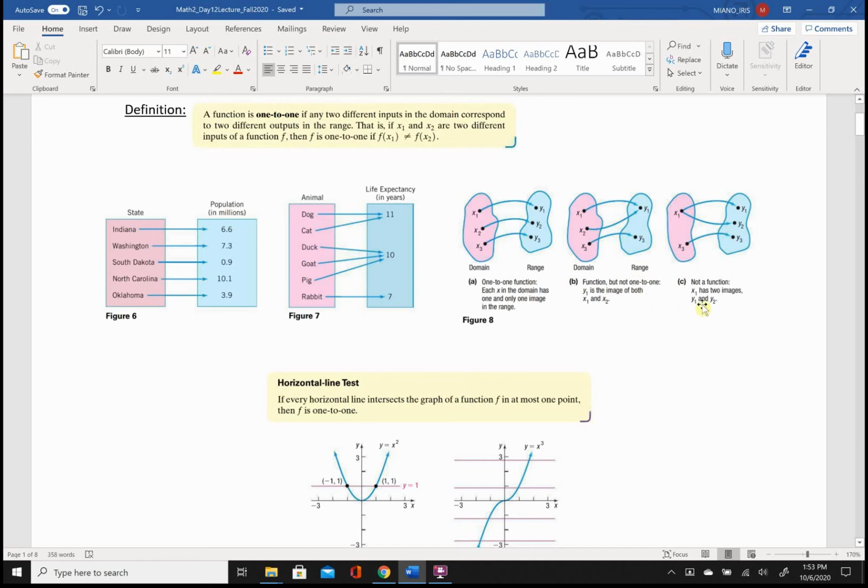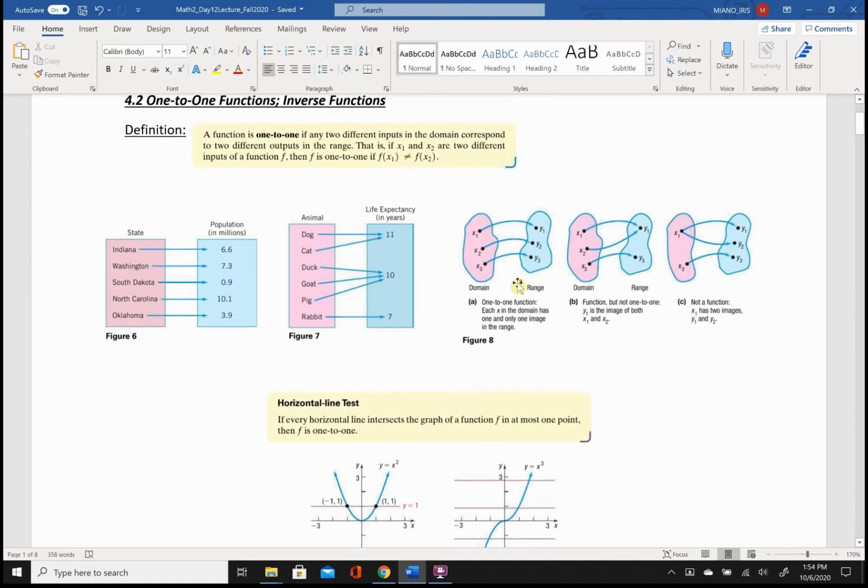And then furthermore, to remind ourselves of what it means to be a function, in part C, we see an example of something that's not a function, in which we have one input in the domain, the pink area right here, mapping to two separate outputs in the range. That gives us an instance in which we see a relation that's not a function.